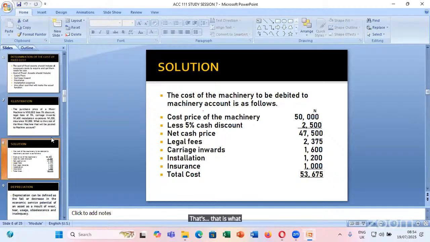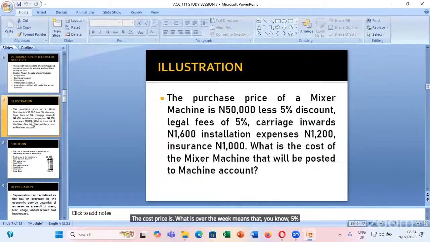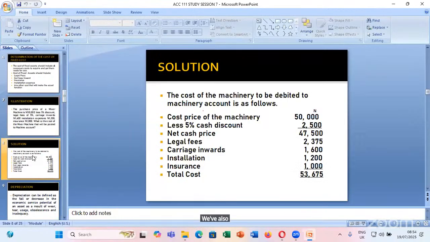I thought the legal fee is 2,500. That is what I have shown. Are you not seeing my slide? You said the legal fee is 2,375 naira. The legal fee is not 2,500. It is 2,375 because the cost price is 50,000, and you already have a 5% discount, so your cost price has reduced. So the legal fee will be 5% of the new cost price, not the original cost price.